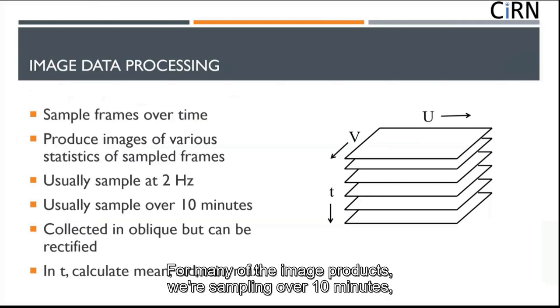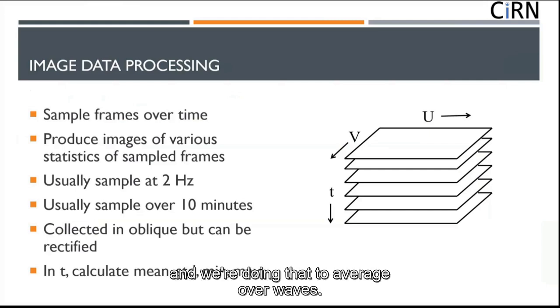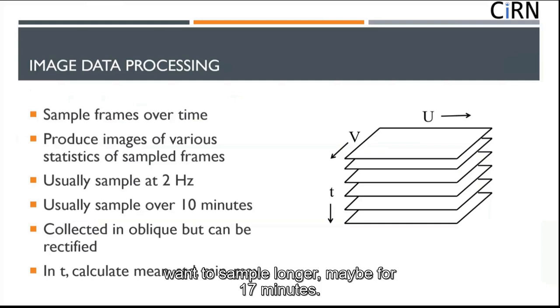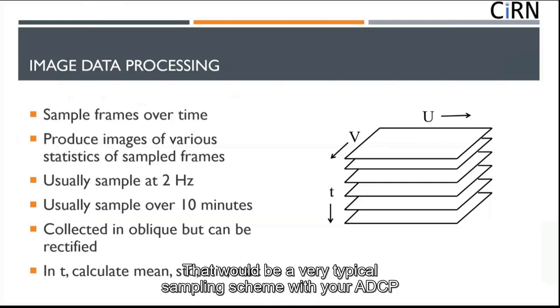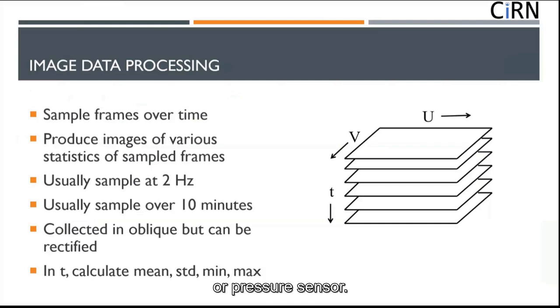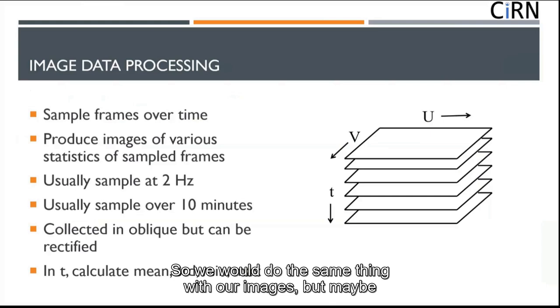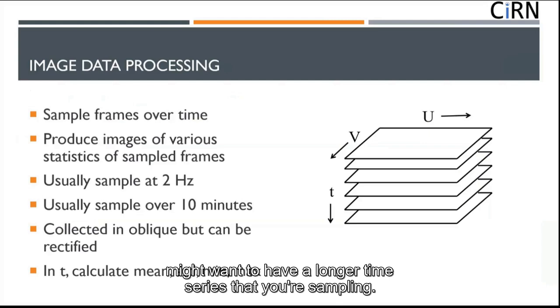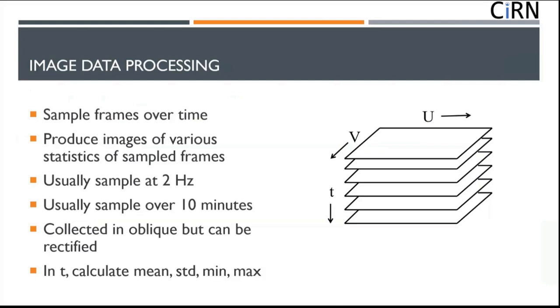For many of the image products, we're sampling over 10 minutes, and we're doing that to average over waves. But sometimes when we're collecting pixel time series, we want to sample longer, maybe for 17 minutes. That would be a very typical sampling scheme with your ADCP or pressure sensor. So we would do the same thing with our images, but maybe you're interested in very low frequency waves, and then you might want a longer time series.